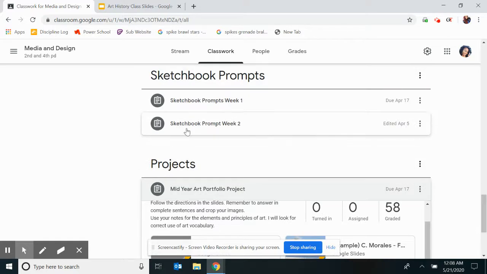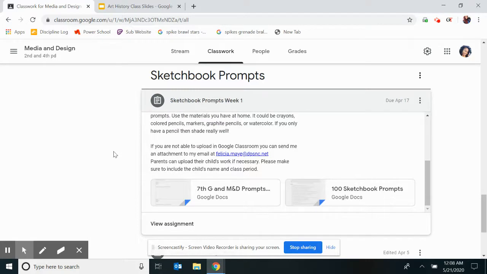Hopefully you already completed that. That was worth the project grade. Then you also had 2 weeks' worth of sketchbook prompts. For the first week of sketchbook prompts, I was looking for you to complete 3 prompts. It is the same stuff that we've been working on all year, and you just picked 3 new prompts and then took a picture of those prompts and uploaded it.